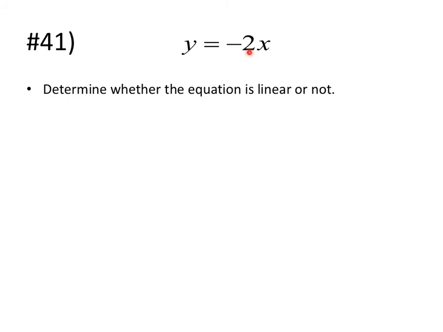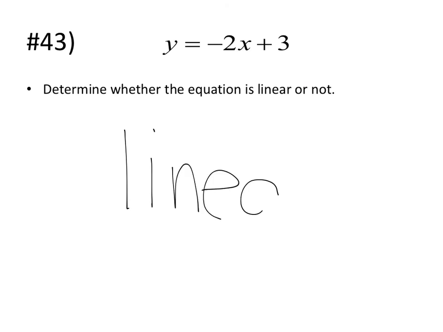Is x being raised to a power greater than 1? No. Is x an absolute value? No. Is x in the denominator? No. Is it in the form y equals mx plus b? Yes. Which means it is linear. Which means if I graphed it, which again, this is also in the form y equals mx plus b. So it's a line. Guys, those are equations of lines, which means they are linear.